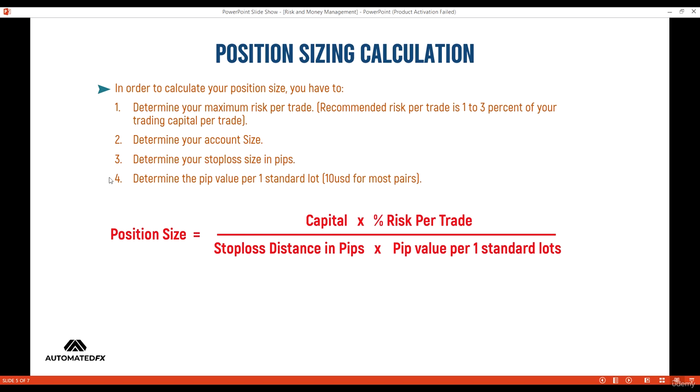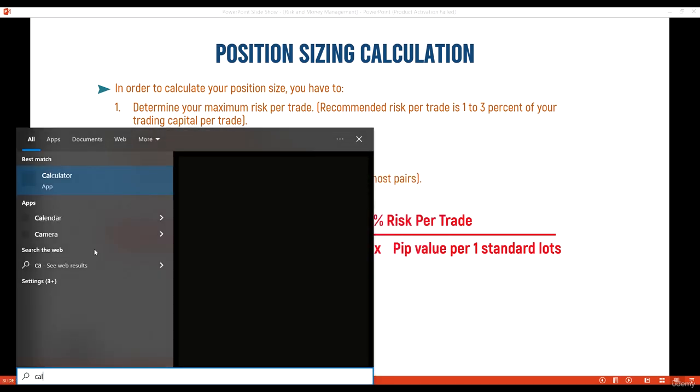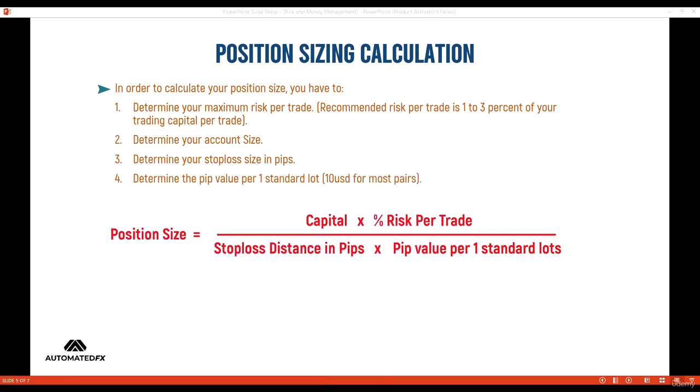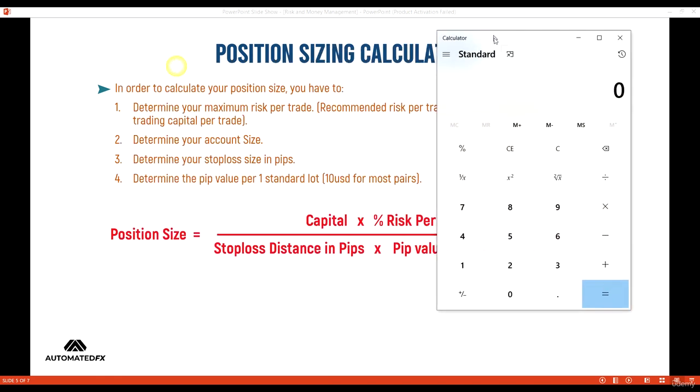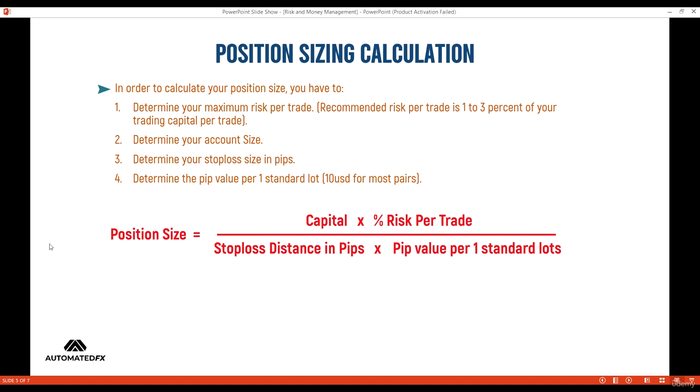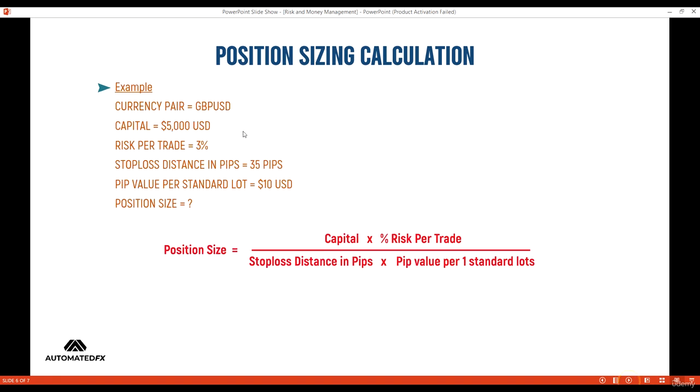Now, this is the formula you have to use to calculate your position size. We have position size equals capital, which is your entire capital, multiplied by the percentage of risk per trade, then divided by the stop loss distance in pips, and then by the pip value. Okay, we don't need the calculator for now, but you have to know that this is the formula for calculating your position sizing.